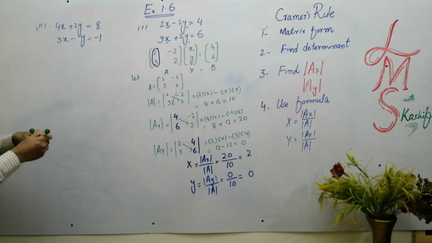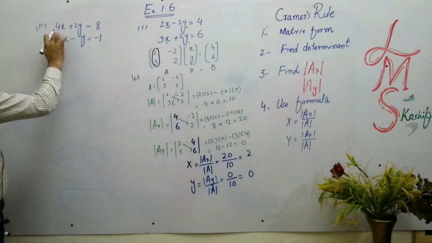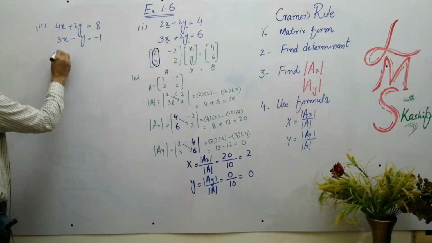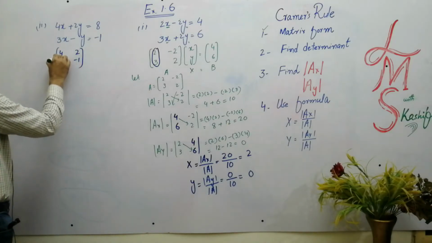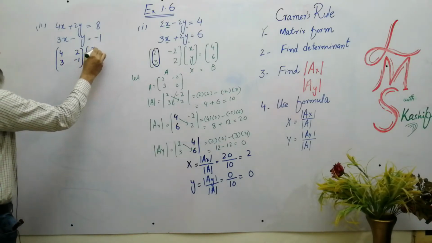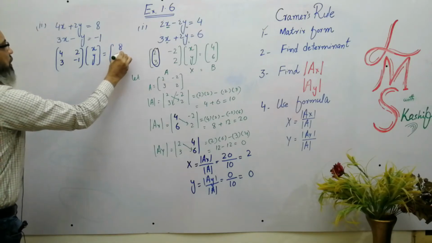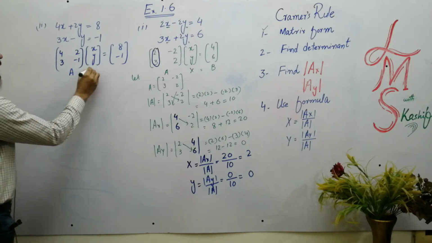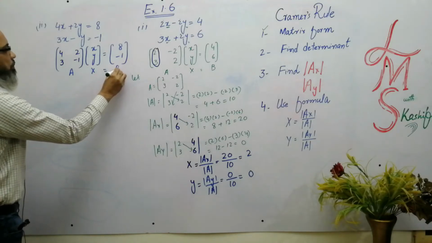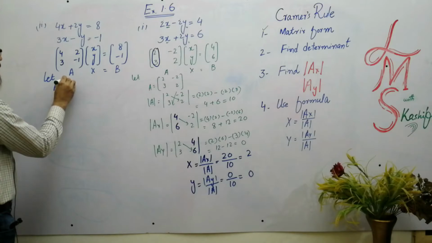So what is the first step? First step is to write this in matrix form. We will take the coefficients of these variables: 4, 3, 2 and minus 1. And the second one is x and y, the matrix of variables, then the matrix of constant values. Now simply this is your A, this is your X and this is your B. So let's start with A.